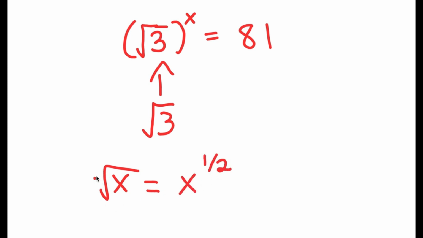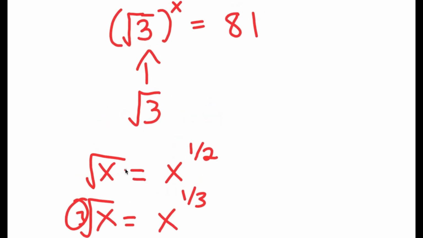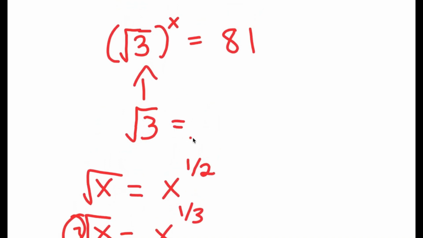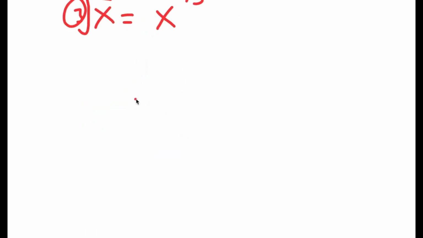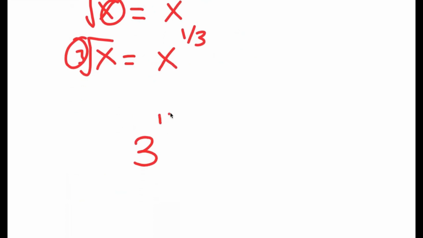Because basically, the root here is 2, but we just don't write that. And the cube root of a number is that number to the power of 1 over 3, because we have a 3 over here. So the square root of 3, we can think of 3 as x in this case, and we can rewrite this as 3 to the power of 1/2. So now, if I substitute in 3 to the power of 1/2 for the square root of 3, I get 3 to the power of 1/2, to the power of x, is equal to 81.